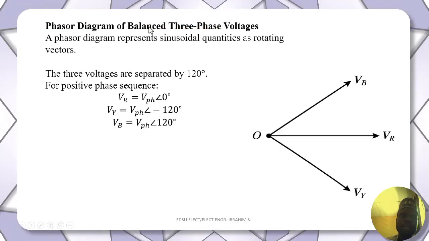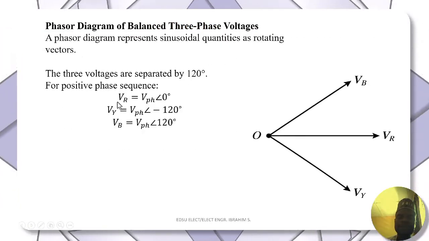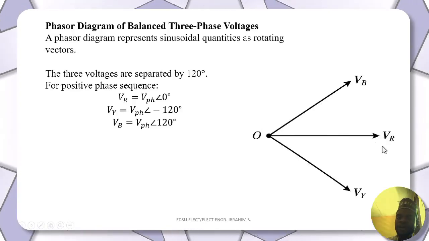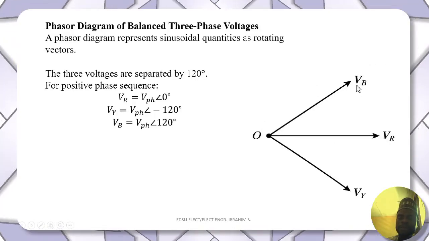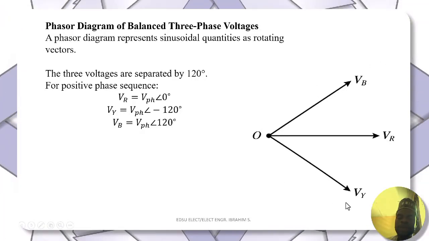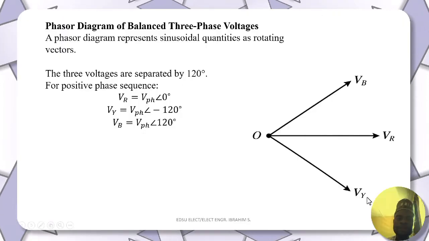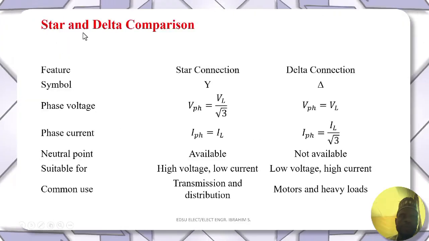In the phasor diagram of the balanced three-phase system, we have our VR, then our VB, which is positive 120, then our VY, which is negative 120.